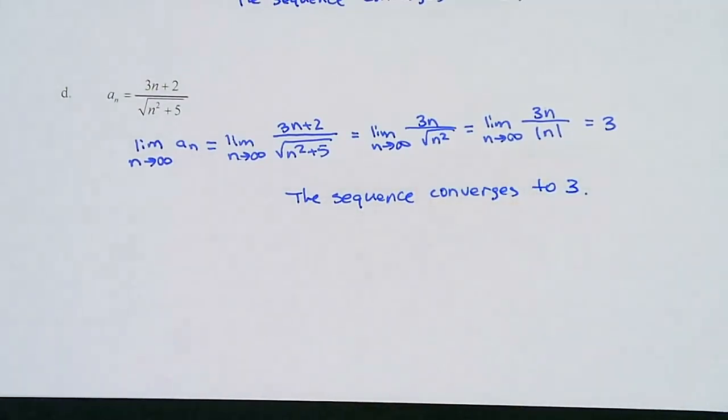And that's how we do limits for sequences. If the limit exists, then we'd say the sequence converges to that number. And if it doesn't, then we'd say the sequence diverges. All right. And that's all she wrote for this.